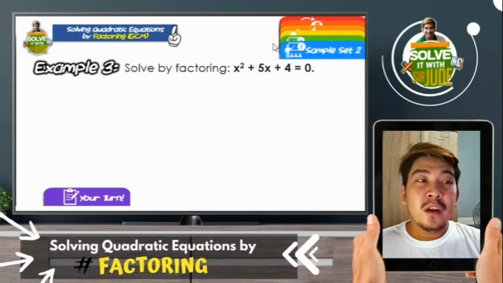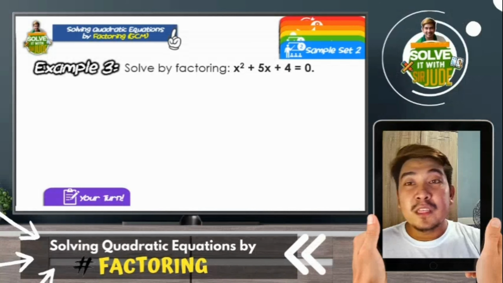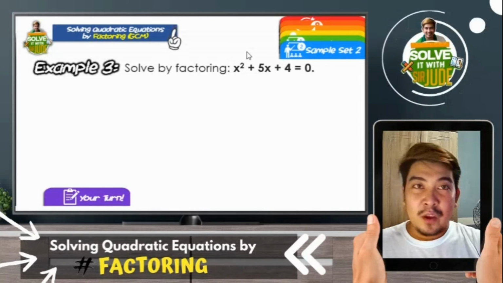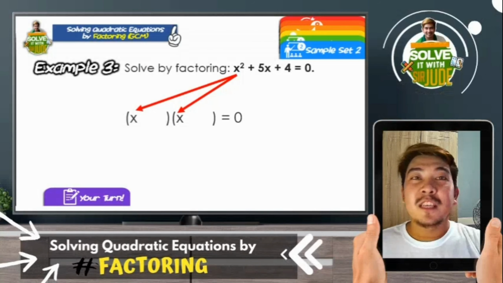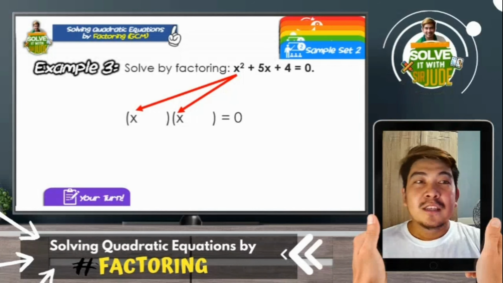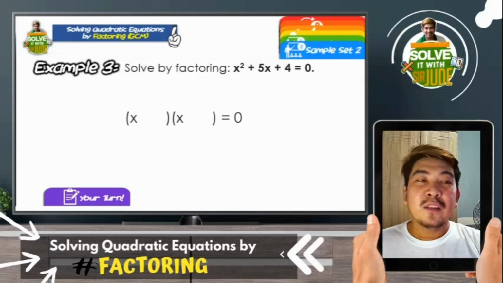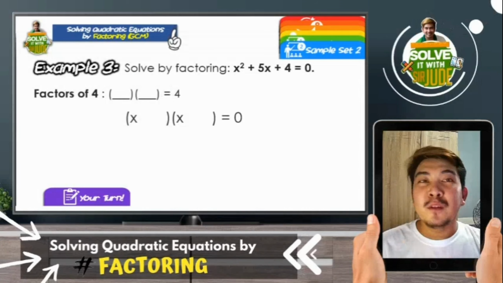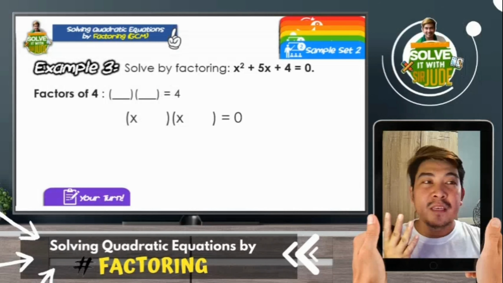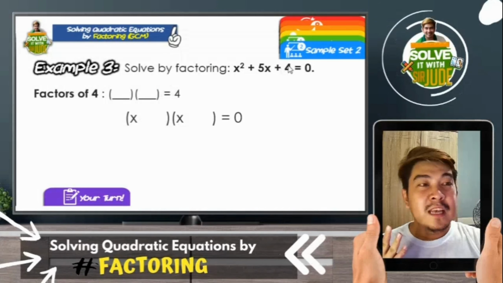So in order for us to factor x squared plus 5x plus 4 is equal to 0, the first thing that we should do is to factor x squared. So the factors of x squared will be x times x. Okay? So next, we need to think of factors of 4. Or dalawang number na kapag minultiply mo, positive 4 ang magiging sagot. Factors ni last term.